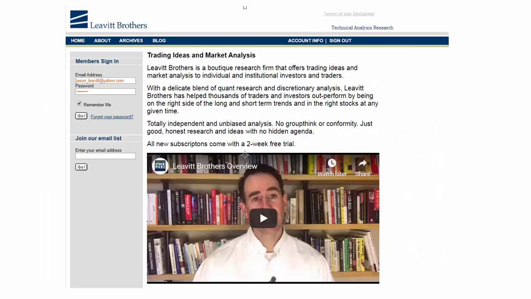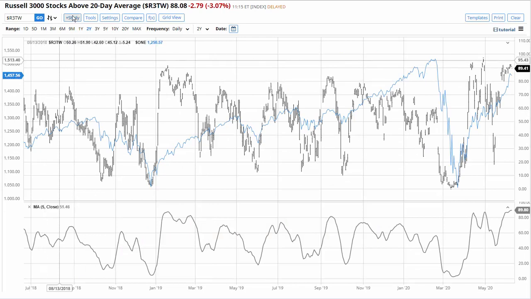All right, next up, this is the Russell. This is the number of stocks. I'm using the Russell 3000. Number of stocks in the Russell 3000 above the 20-day moving average. Okay, so what I have here in blue is the S&P 500, and then all these black ticks are the actual readings from the indicator, and then down below is the 5-period moving average.